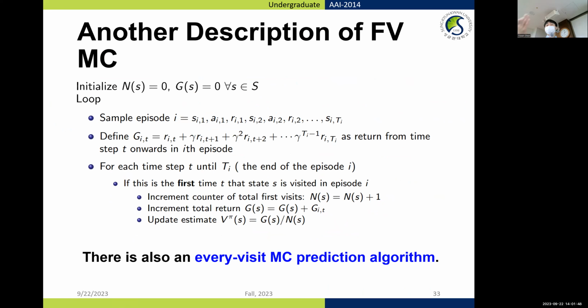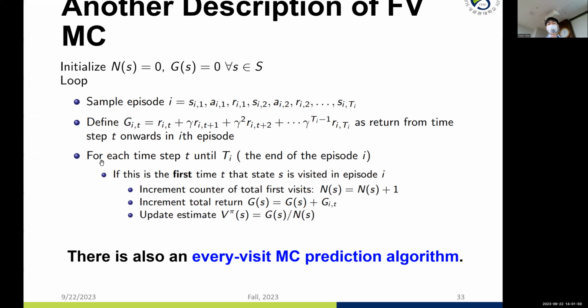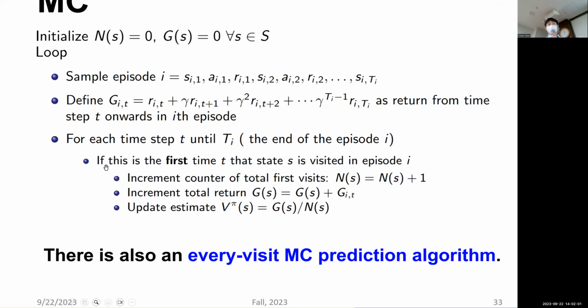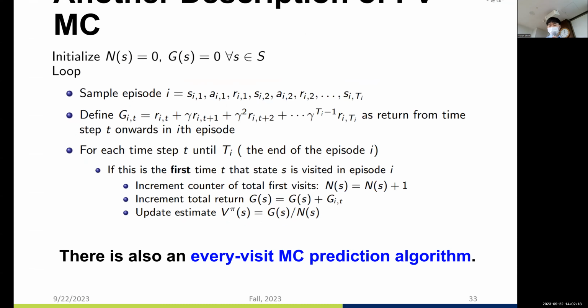This is the first visit MC prediction. Then there's also the so-called every visit MC prediction. What will be the process? The process is that this condition will be removed. You will not check whether this is the first time visit or not. So the same state can be visited multiple times in one particular episode, right? So it means that you will accumulate the value of a particular state multiple times.